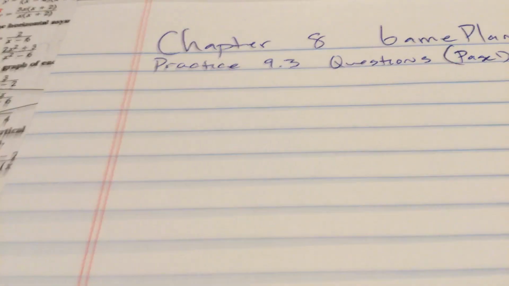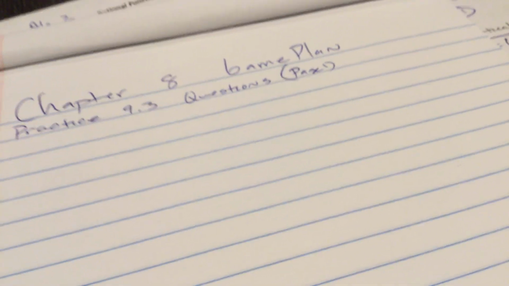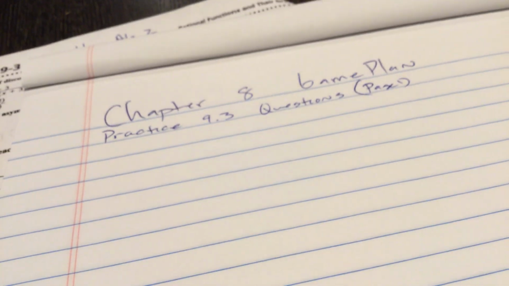So here's what I want you to do. On whatever paper you have, really any paper, college ruled, wide ruled, a legal pad like I have here, copy paper, whatever you got, I want you to put Chapter 8 game plan at the top of each document.